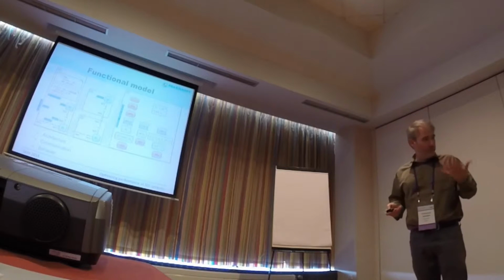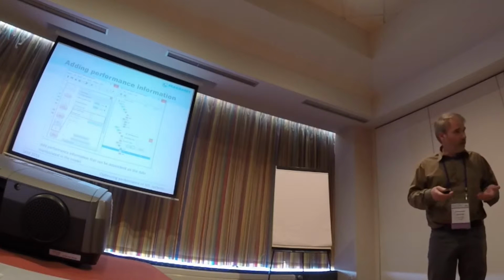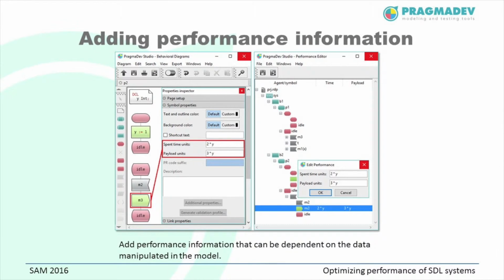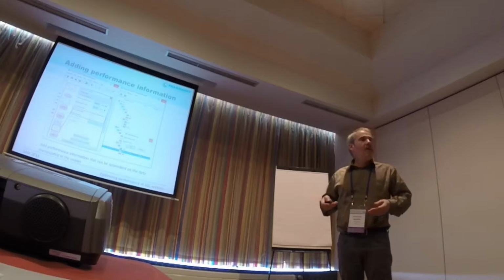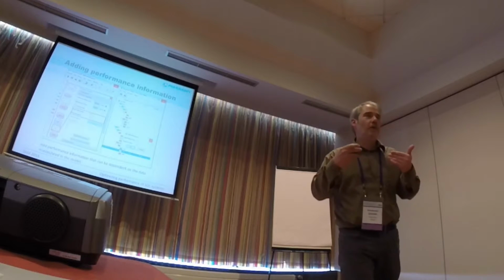What we propose is to add some information to the model. So any symbol you have in the state machine, you can add some information to it. So you can say, for example, if I execute that symbol, it will take this amount of time, or it will take this amount of energy.